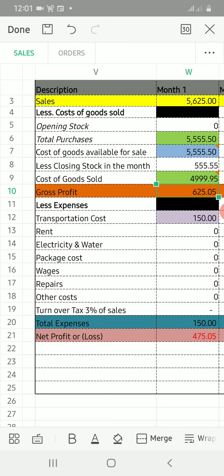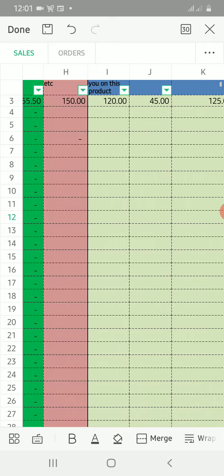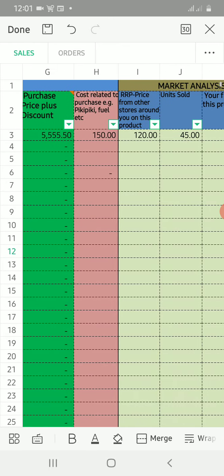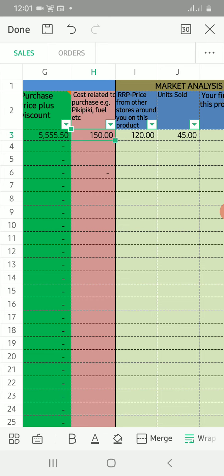Let's go to the subtracting of our expenses. In our case, our expenses for the month for this product only was 150. Remember the picky guy that we paid? That was an expense here.